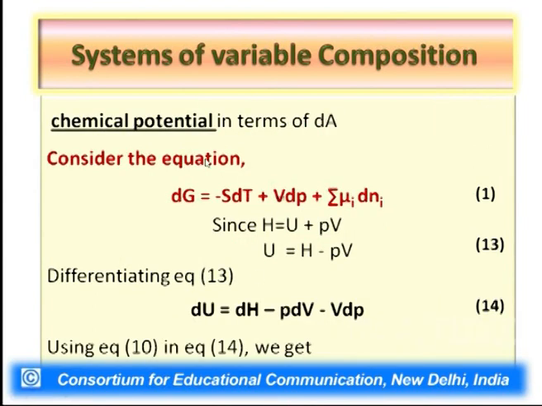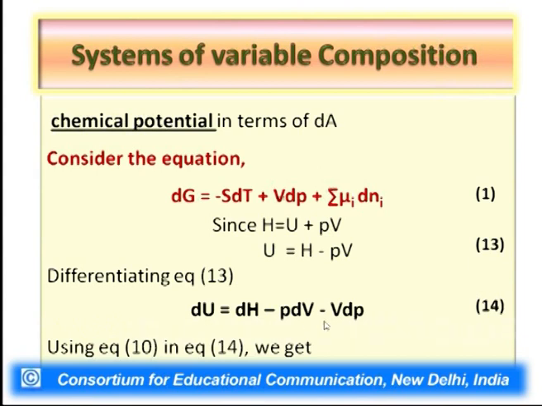Now, similarly, we can finally look for the definition of chemical potential in terms of change, this time, of internal energy. Let us talk again about the same equation, dG equal to minus SdT plus VdP plus summation mu i dni. Now, we know that H equal to U plus PV. So, U equal to H minus PV. So, now this equation 13, we can differentiate, and ultimately what we are going to get is dU equal to dH minus PdV minus VdP.